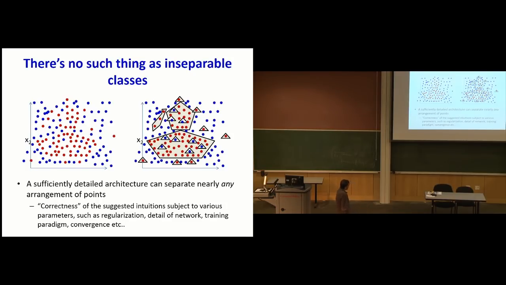So the correctness of the intuitions I gave you is subject to various parameters like regularization, detail of the network, training paradigm, convergence, etc. But one thing I learned from the talk yesterday is that even this statement is kind of wrong, in that if the larger network actually includes the smaller optimal network for the data, then you're almost certainly going to find a solution that generalizes correctly. If it doesn't, then all bets are off.